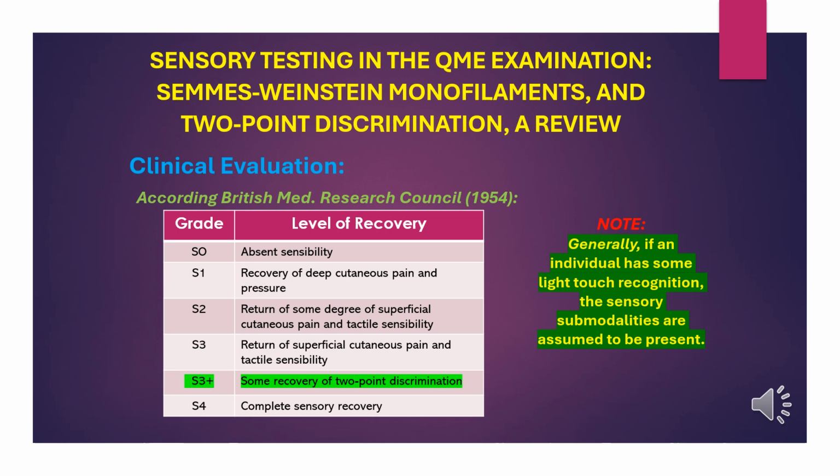First of all, S0 is absent sensibility. S1, recovery of deep cutaneous pain and pressure sensibility. S2, return of some degree of superficial cutaneous pain and tactile sensibility and temperature appreciation. S3, return of superficial cutaneous pain and tactile sensibility. S3 plus, recovery of some of two-point discrimination.